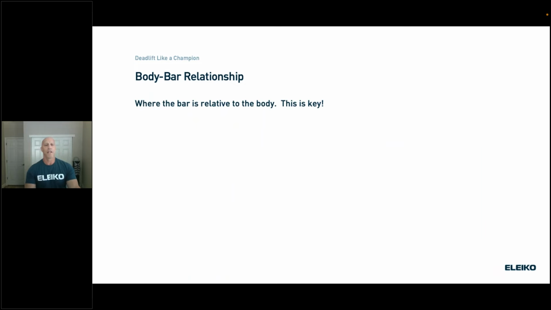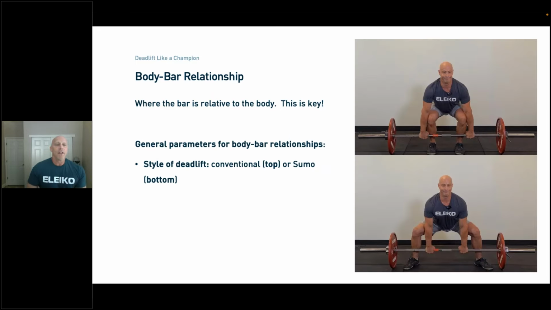So when we look at body bar relationship, this is the absolute key. This is how the body is going to be relative to the bar and vice versa. Because anytime you're lifting with a bar, you're basically dancing with it. And I said that in the Olympic weightlifting that we did, it's a dance. The power lifts are the same. You're still dancing with the bar, meaning you have to move with the bar. You have to make sure that the bar is moving where you want it to move in order to have a successful lift or proper technique.